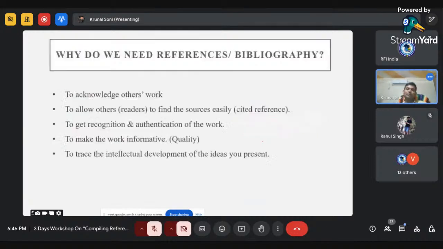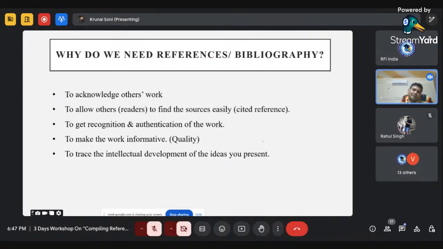So why do we need referencing and bibliography? Firstly, to acknowledge the works of others, it is very important that we have referencing and bibliography. Second is to allow others to find the sources easily. It's a give and take relation. Today you are writing a paper, so you are searching for other authors' supporting works on the same topic. It is your moral responsibility to cite them. In future, if your paper is published in quality journals, with a systematic literature review and references, other researchers referring to your paper will also cite you. It is a combined relationship.